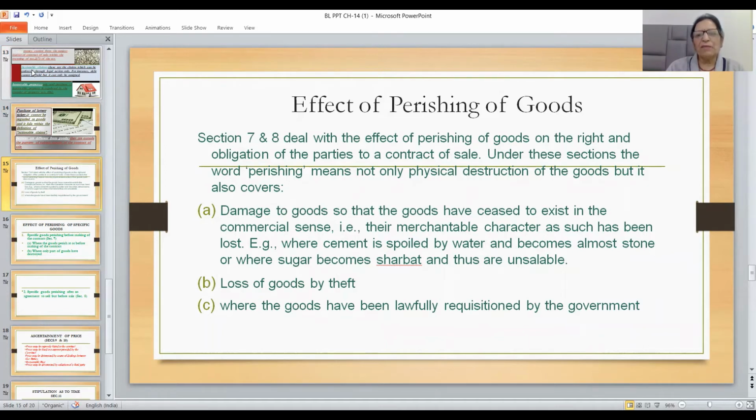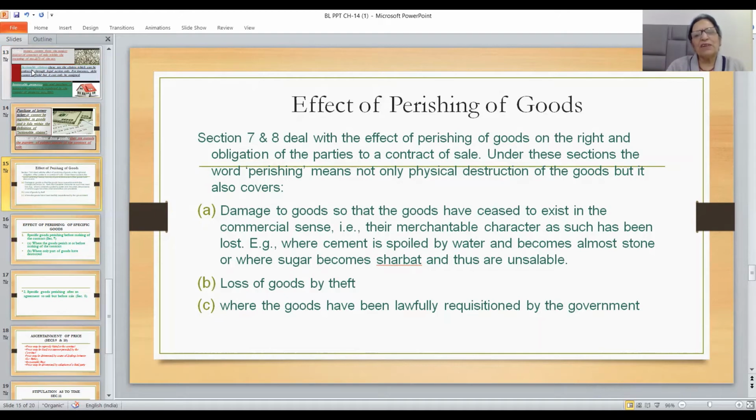What do you mean by perishing of goods? And what is the effect or impact of perishing of goods? Sections 7 and 8 deal with the effect of perishing of goods on the right and obligation of the parties to a contract of sale. Under these sections, the word perishing means not only physical destruction of goods, but it also covers more.